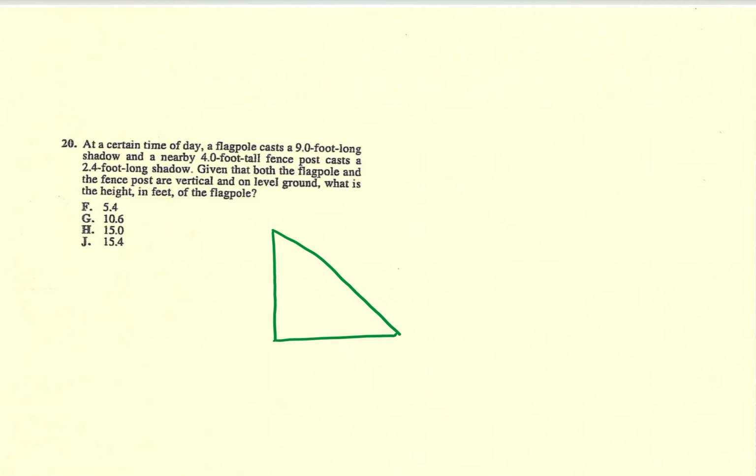So I have this flagpole, we'll put a flag there, and it says that it's cast a 9.0 shadow. Remember that shadows are on the ground. And then we have over here a 4-foot fence. And this 4-foot fence casts a 2.4 shadow on the ground. The question says, what's the height of the flagpole?